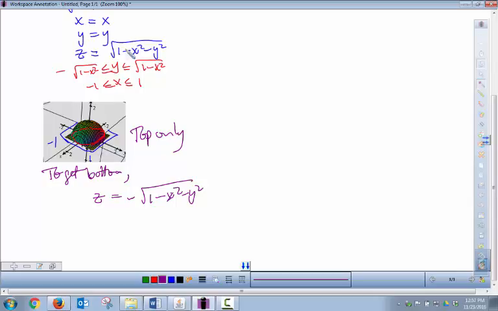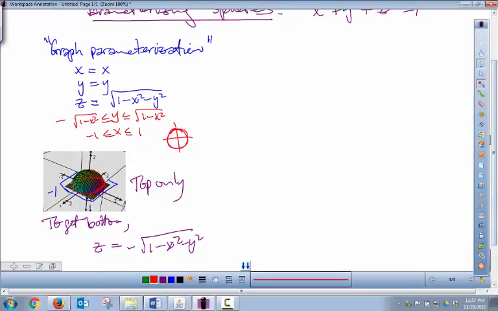Yeah? How did you get the y bounds? The y bounds? Oh, I just have to describe this thing. The domain has to be a circle. Circle of radius 1, x squared plus y squared is equal to 1. So, yeah. Okay? All right, so that's one type of graph, the graph parameterization.